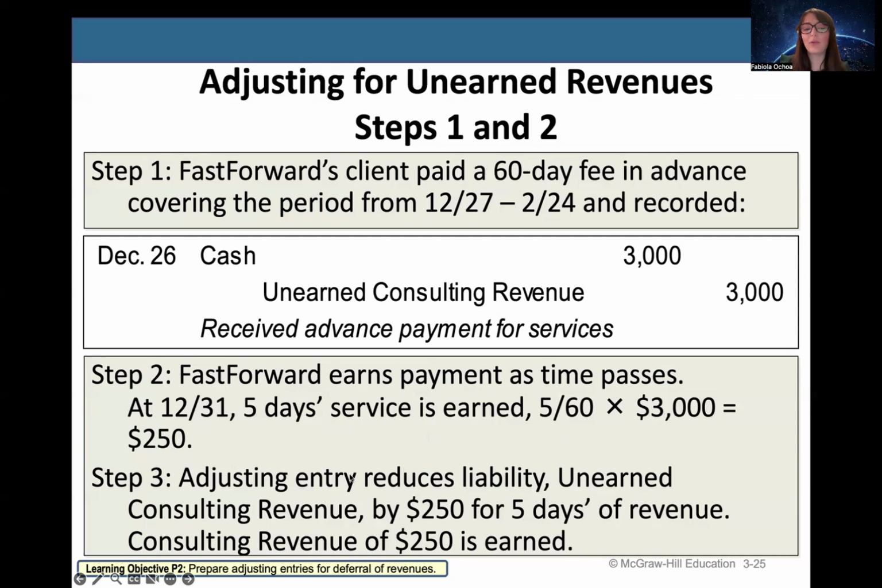Step 3 is the adjusting entry reduces the liability, unearned consulting revenue, by $250 for 5 days of revenue. Now, why do we need to decrease the liability for this amount? Well, because unearned revenue is a liability account for monies that you have not earned. And now, after 5 days of performing services, you have now earned $250. So we need to record an adjusting entry for consulting revenue of $250 that is earned.